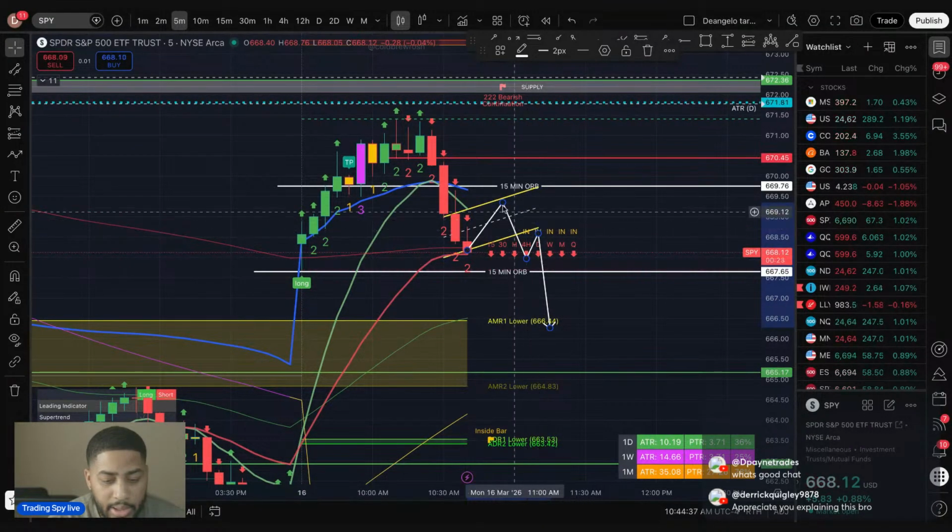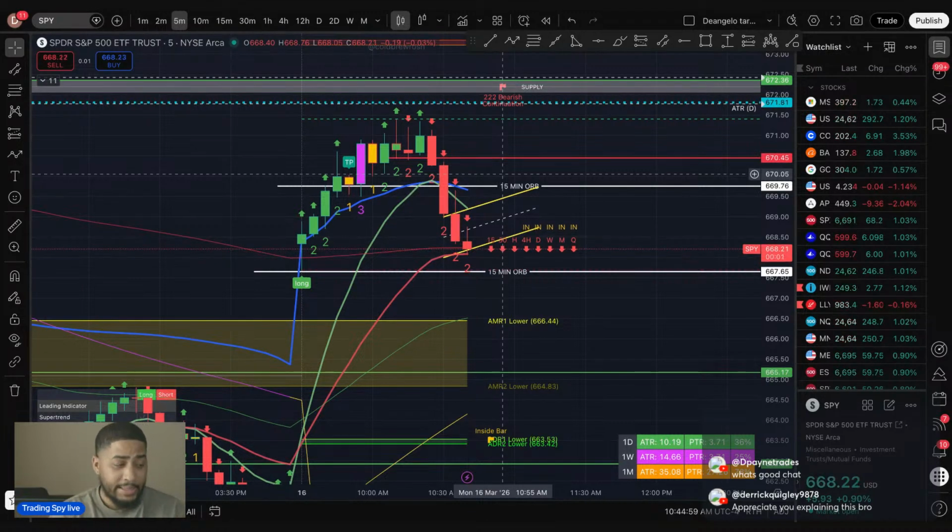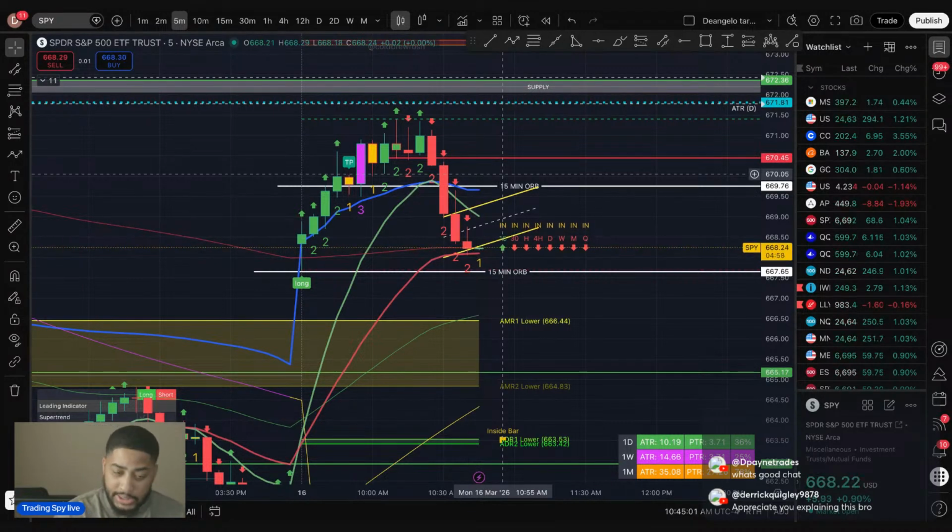Because right now the bears are in and they want to come and fill some of this gap, at least test some of the gap. So the way I like to think about it with gaps, I like to see a test of the gap. And then if it starts to really break inside of it, I like to see a quarter fill, half fill, and full gap close. And then if you go full gap close and then past that, then that means the market is extremely bearish.